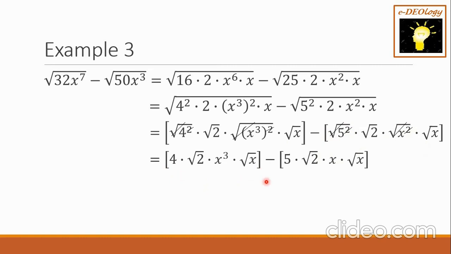So the next step is we're going to multiply all terms with no radicals, and we will multiply terms with radicals. So the 4 will be multiplied to the x cubed, the square root of 2 times the square root of x. So we will have this 4x cubed square root of 2x. And then minus 5 times x will be 5x. And then the square root of 2 times the square root of x will be the square root of 2x.